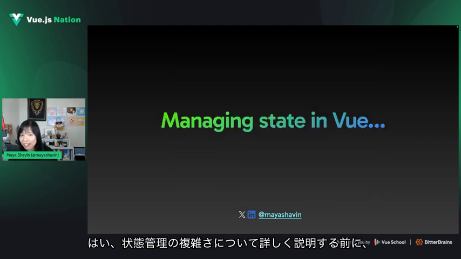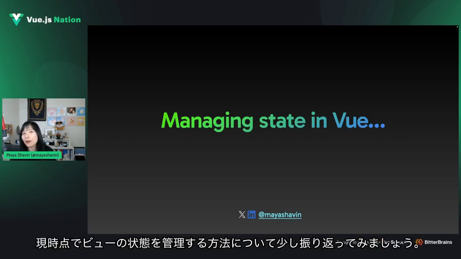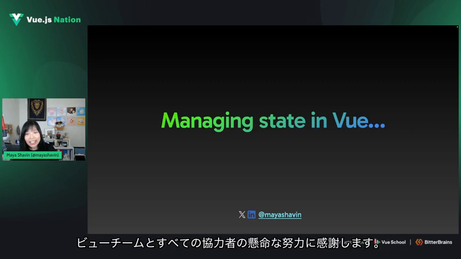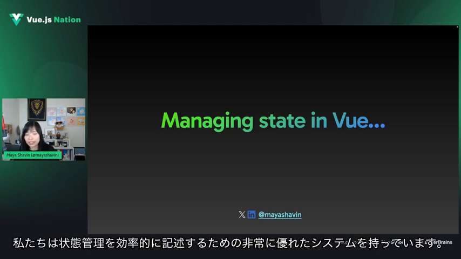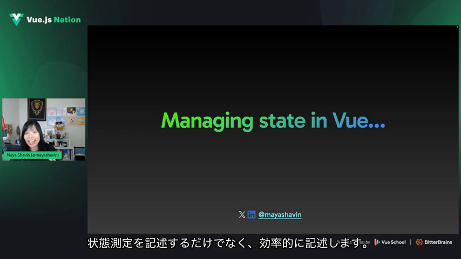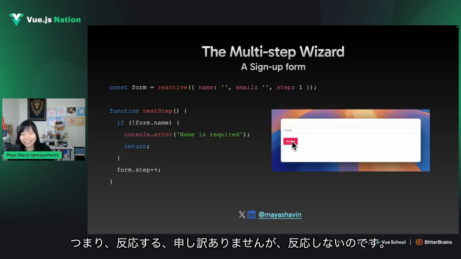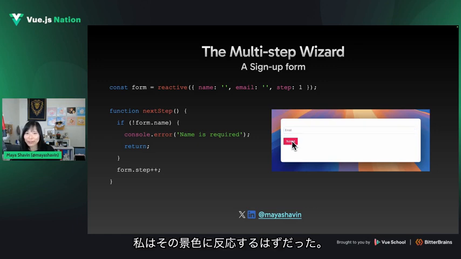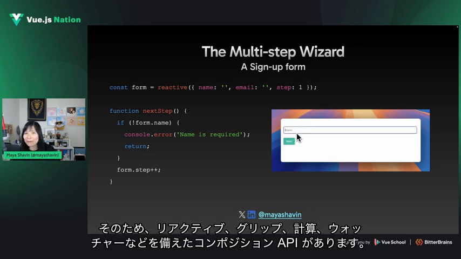And before we dive into that complexity of state management, let's do a bit of a recap of how we manage state in Vue at the moment. Thanks to the hard work of the Vue team and all the collaborators, we have a very good system for writing our state management efficiently, not just writing any state management, but writing it efficiently. So we have, not React, well, I got confused with that, I was supposed to say Vue here. So we have the Composition API with reactive, with ref, with computed, with watchers, and so on.